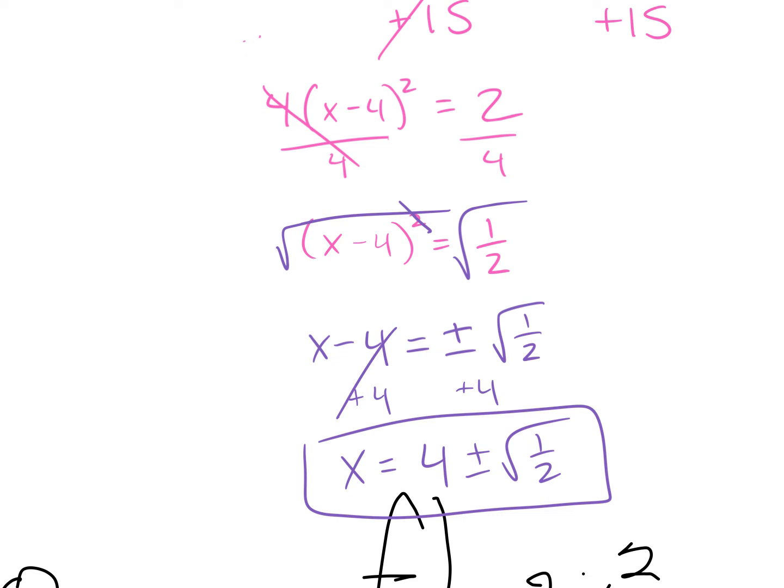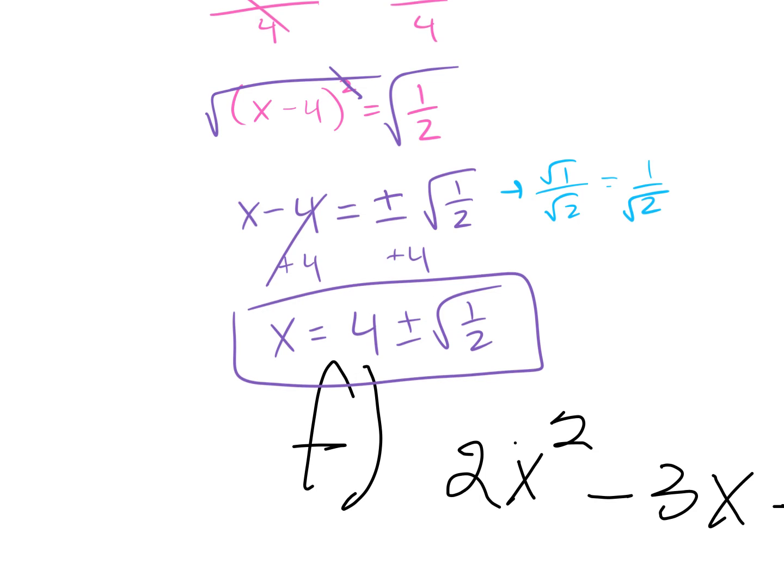So you can only combine them if they're like terms. If not, just leave them separate. Yes? We can simplify the square root of 1/2, which would be the square root of 1 over the square root of 2, which would be 1 over the square root of 2. So you could simplify this to be 4 plus or minus 1 over square root 2.